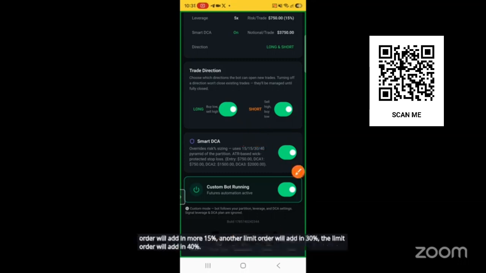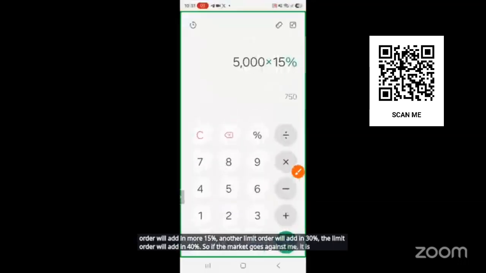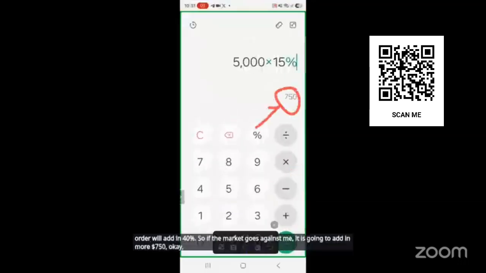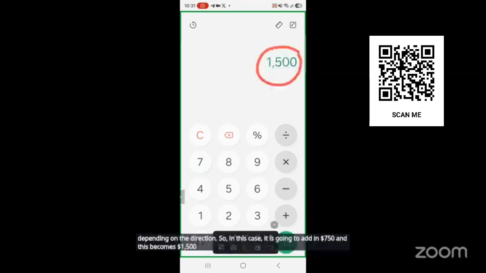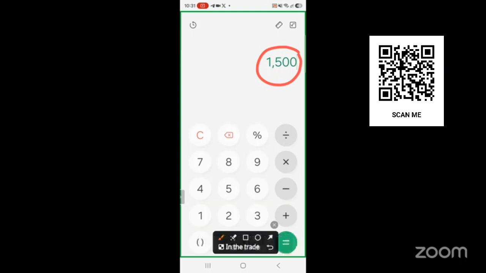So if the market goes against me, it is going to add in more $750 into that coin at a proven support or proven resistance, depending on the direction. So in this case, it is going to add in $750, and this becomes $1,500. So you can see it is adding in the money in a trade slowly at proven support or proven resistance.